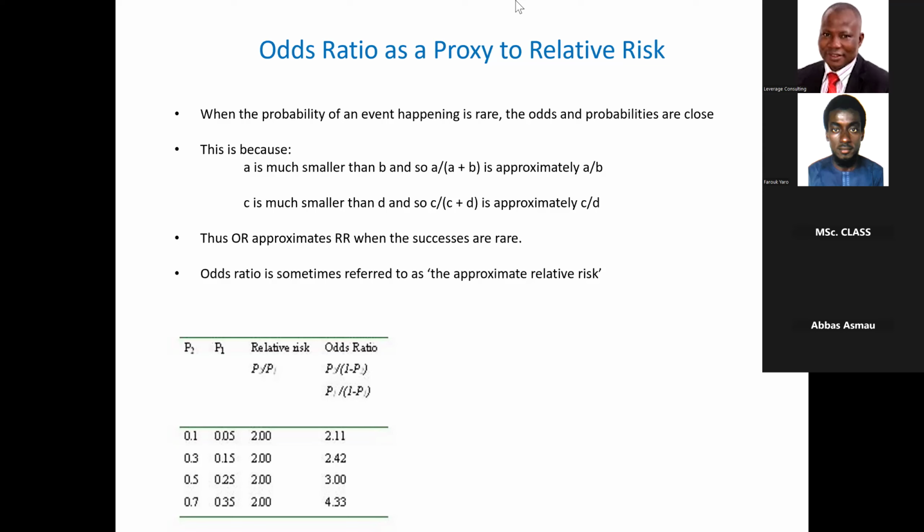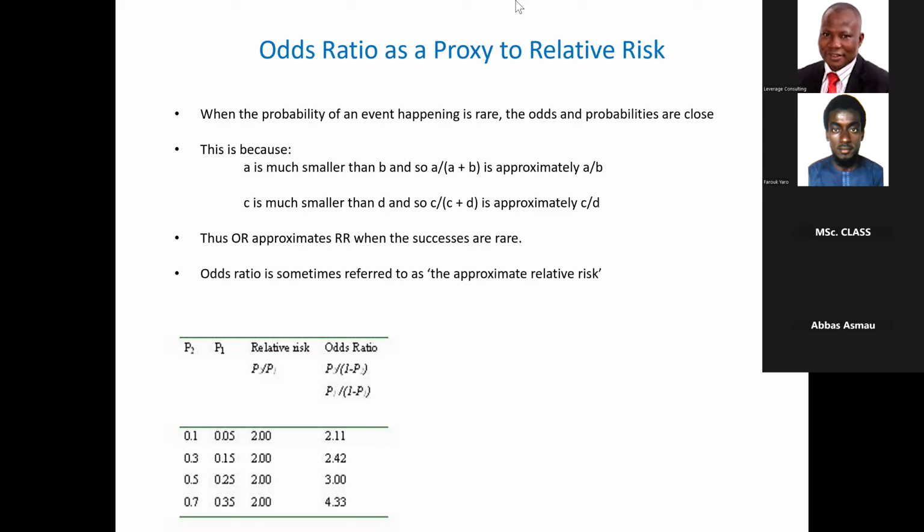You just do case control. You look for the cases of the disease, the few cases you've seen, and do your case control and calculate the odds ratio. The odds ratio approximates relative risk when the successes are rare. Successes, when I say successes, in statistical language, means when the disease is rare. Odds ratio is sometimes referred to as approximate relative risk.